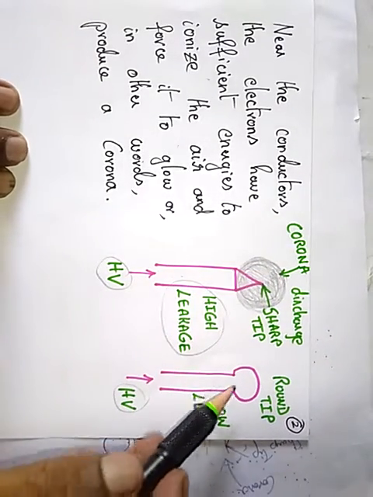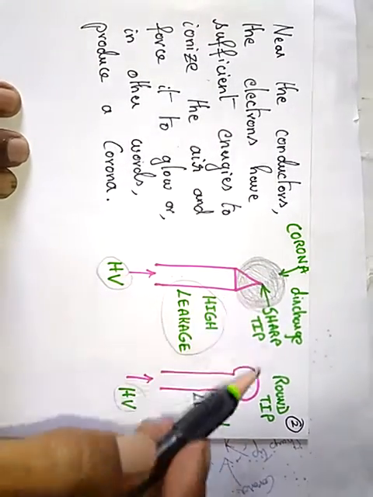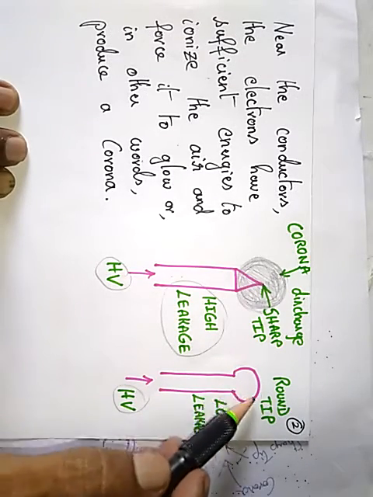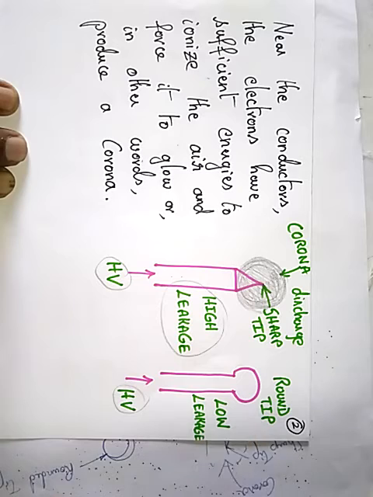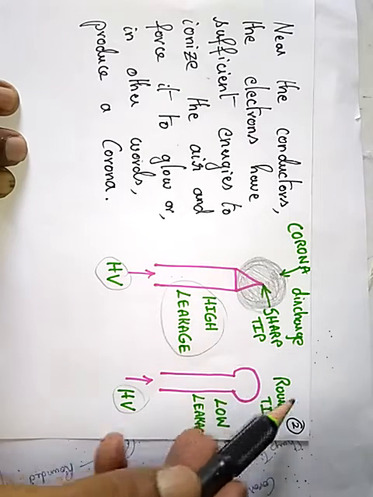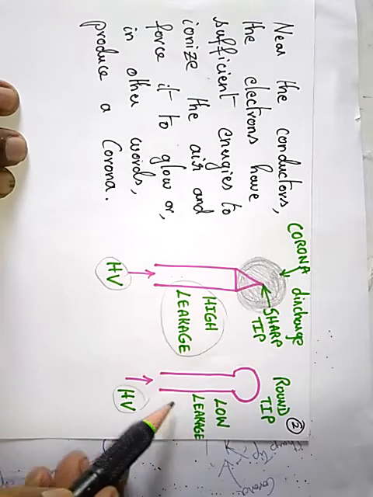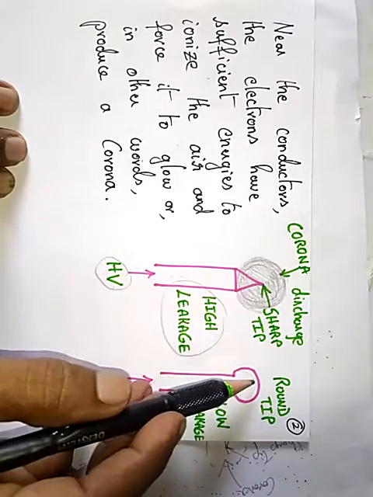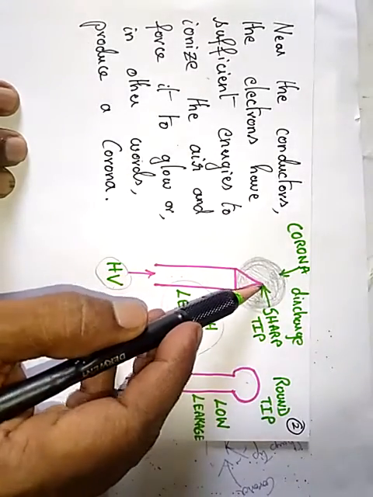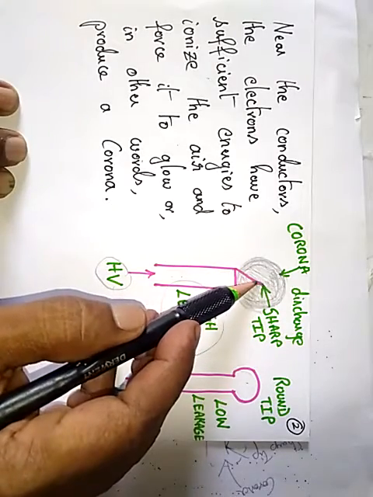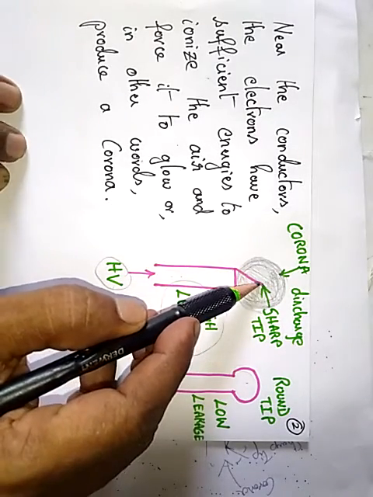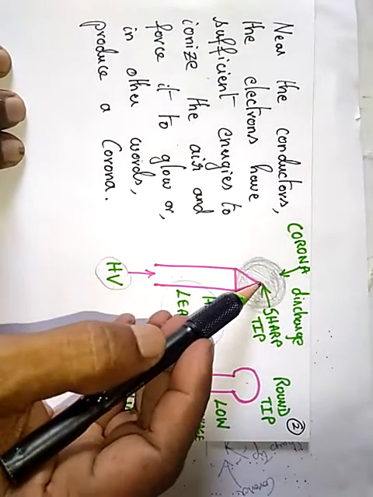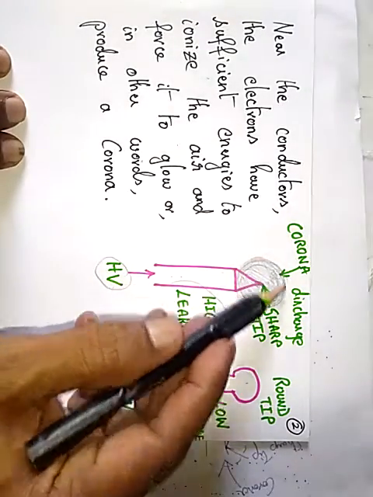Now if, instead of a sharp tip, you have a round tip, the number of electrons accommodated by this round tip is high. So there is a low leakage only for this case. The same voltage, everything, but the tip is not pointed. So if it is pointed, this area or this volume is not able to accommodate that electron density. So it has to leak through the air.